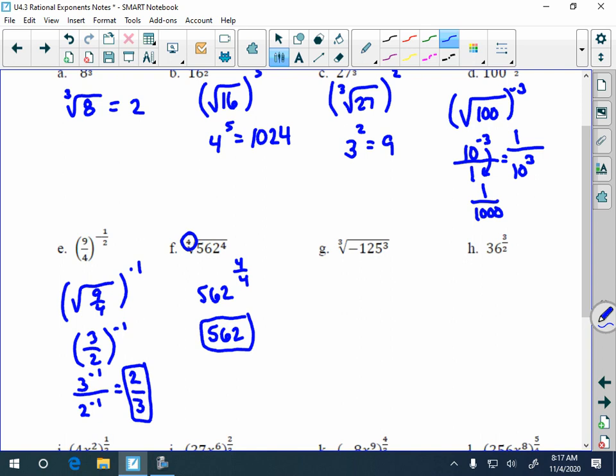All right, G. Same thing. I have a negative 125 to the third, all under the cube root. So I can do the same thing. I have negative 125, and I'm raising it to the 3/3 power. Well, 3/3 is 1, so negative 125.